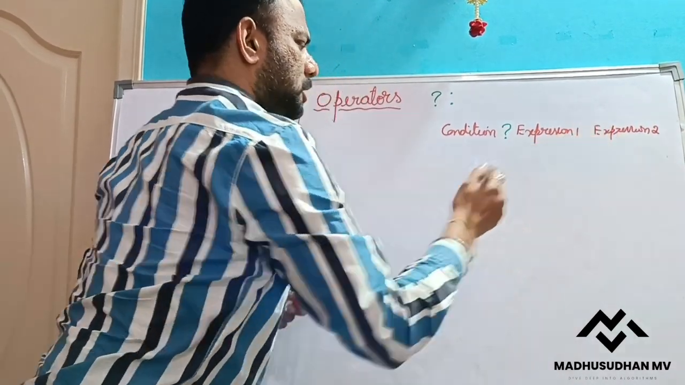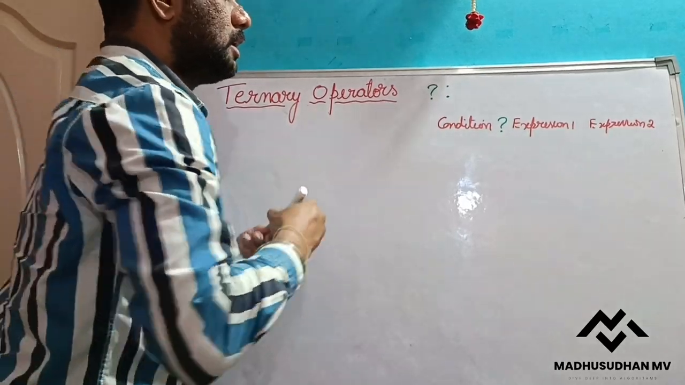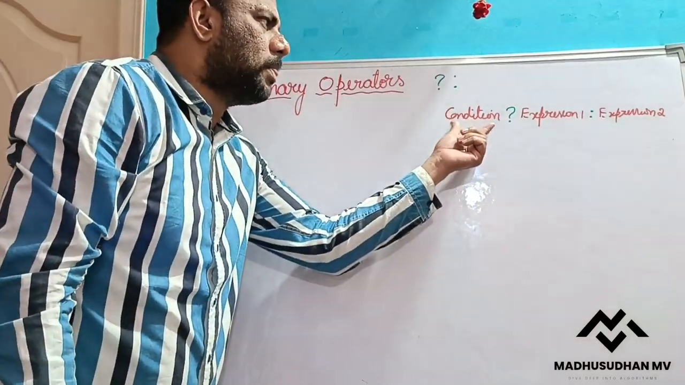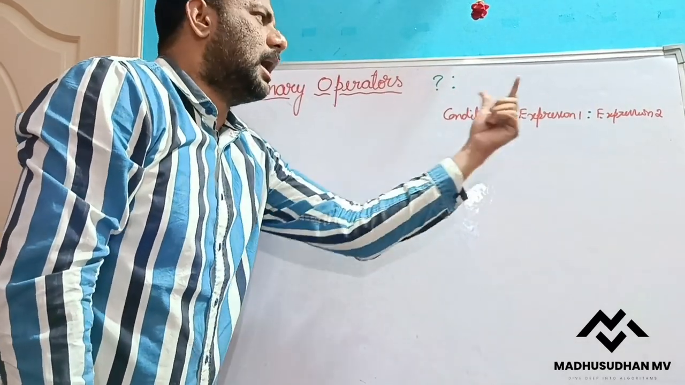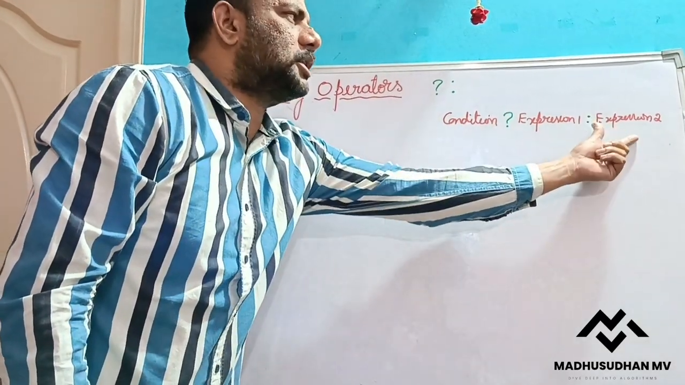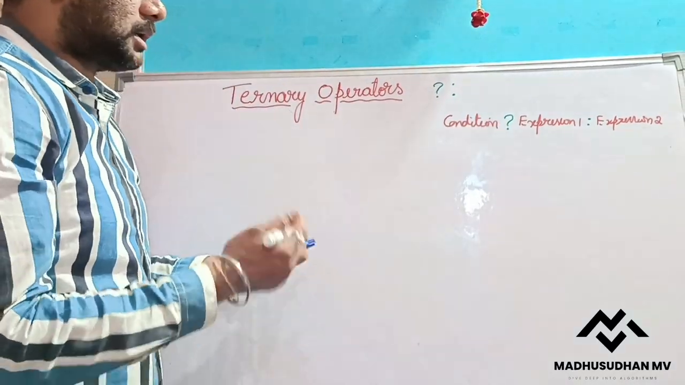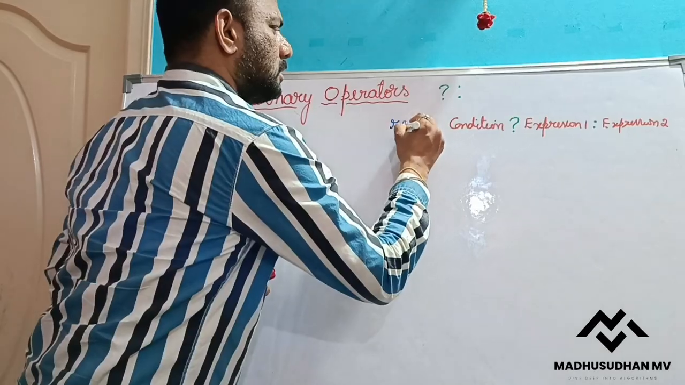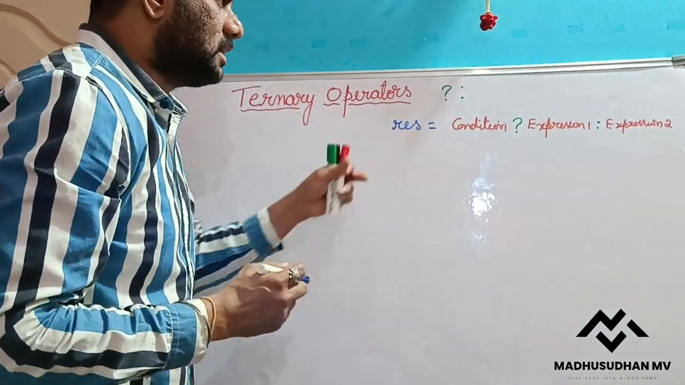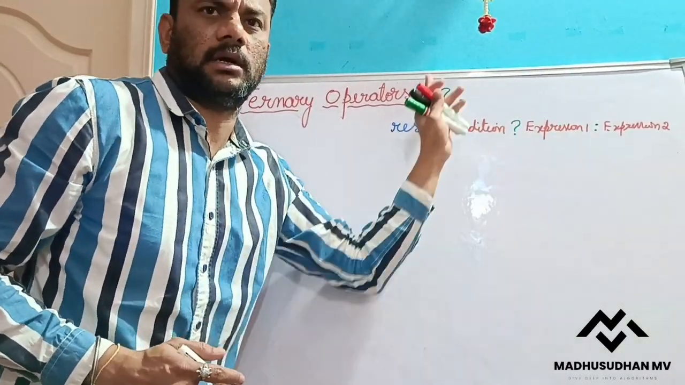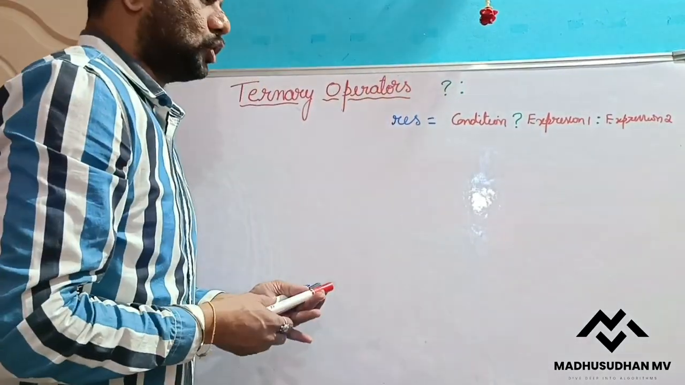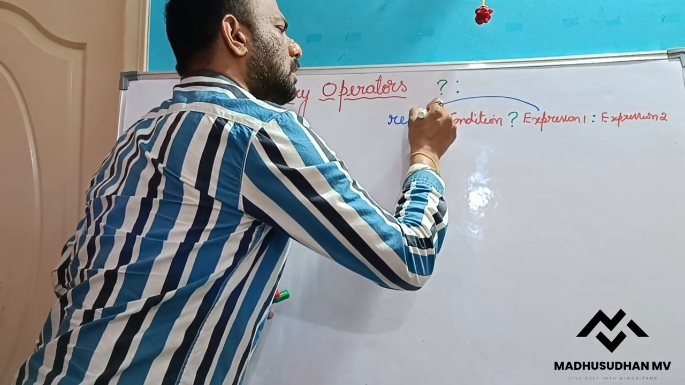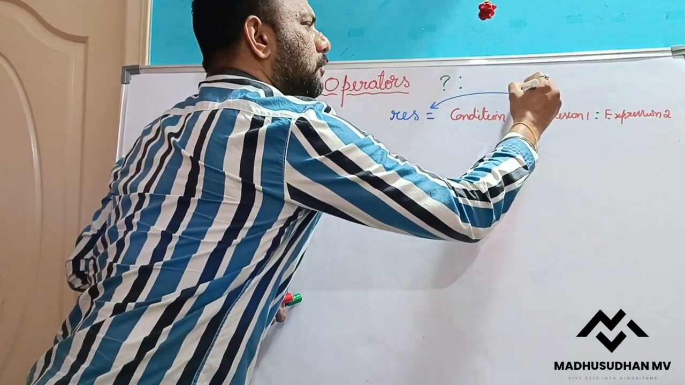Here, this is the colon between expression 1 and expression 2. If the condition is true, the expression 1 value will be assigned, or if the condition is false, expression 2 will be assigned. Assume we are storing the result in some variable, let us take res, result. Now, what is the result of this statement? If the condition evaluates to true, then expression 1 will be assigned to the result.